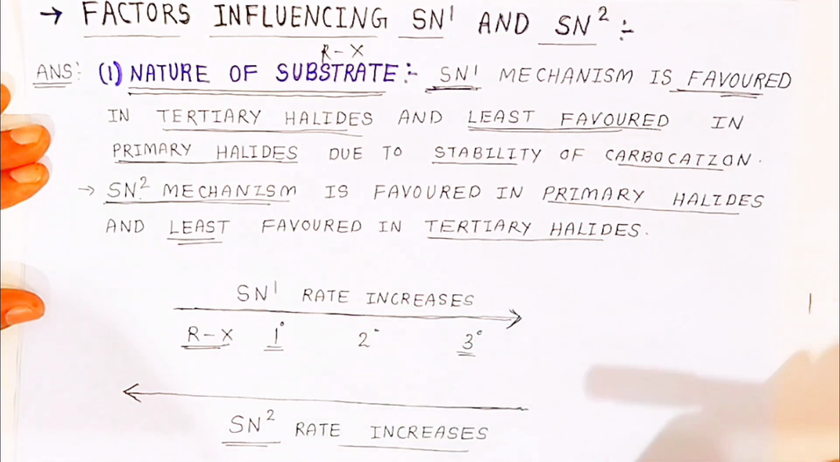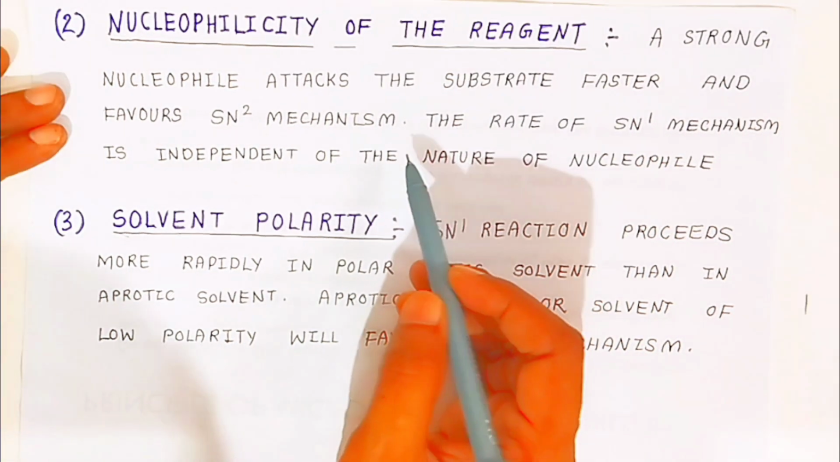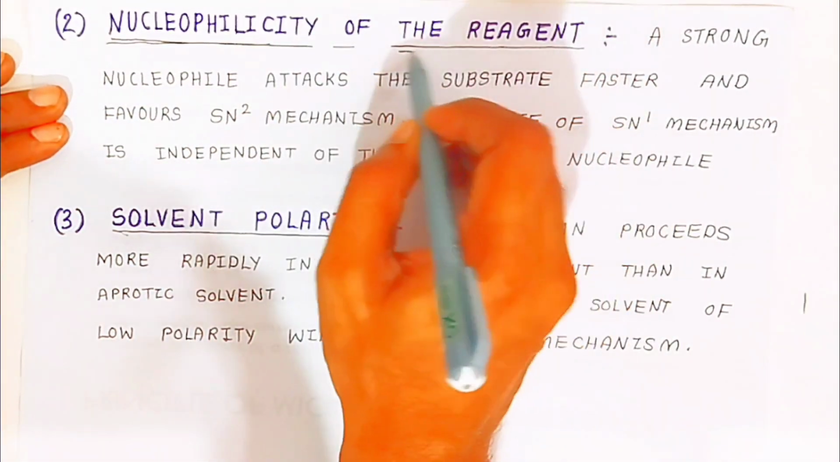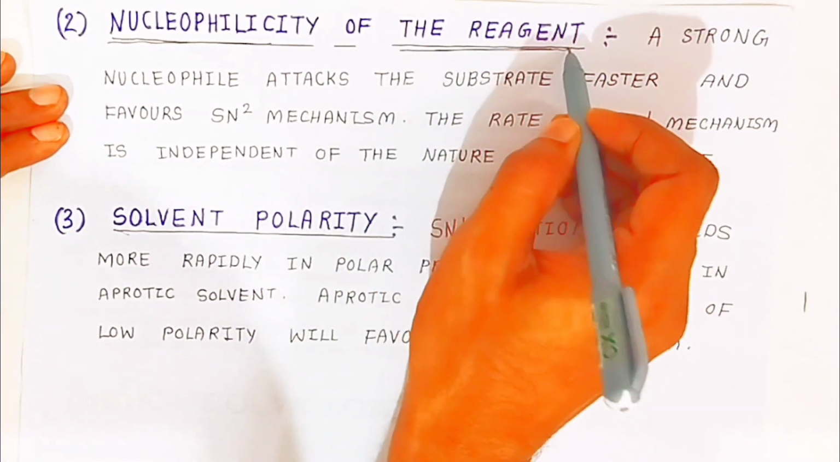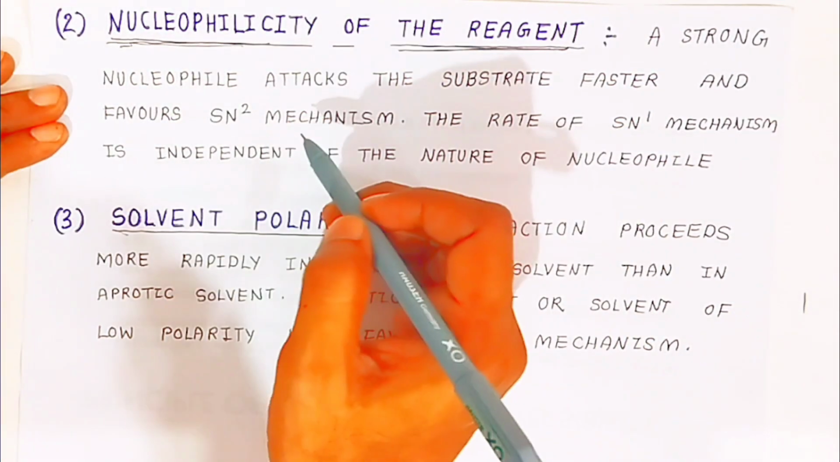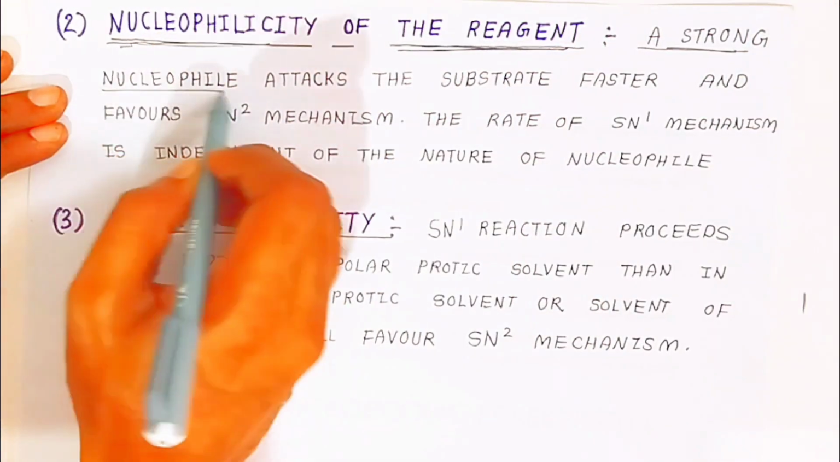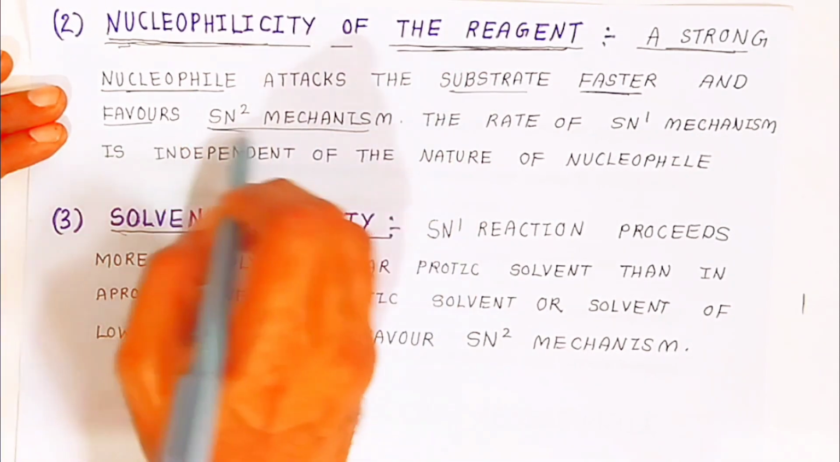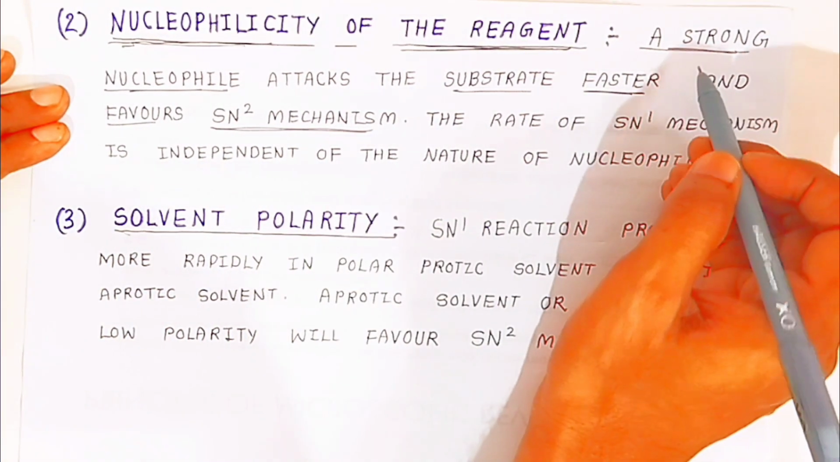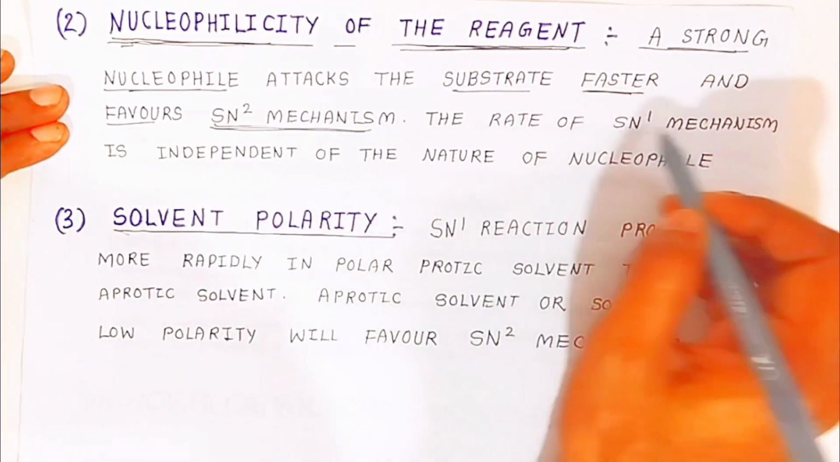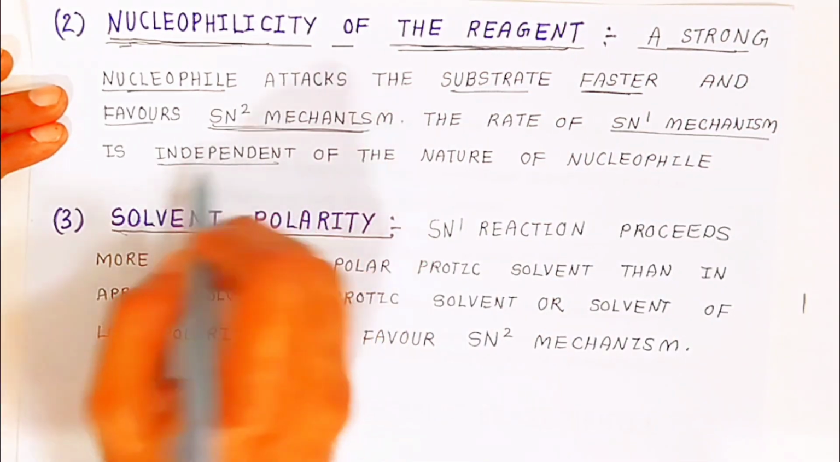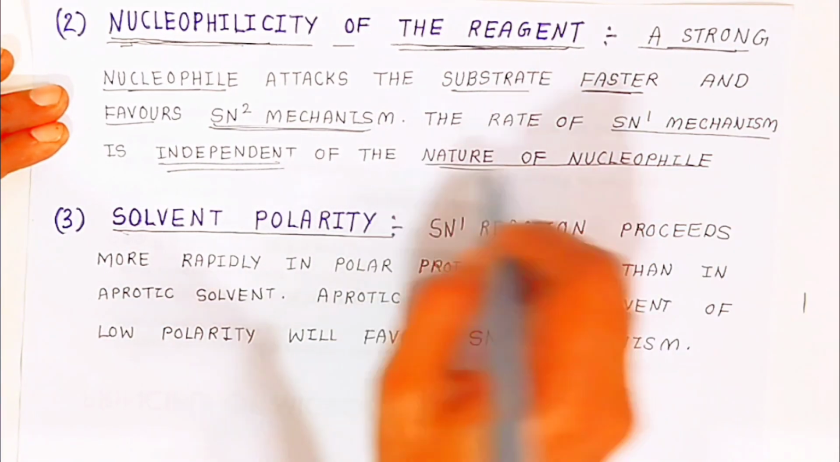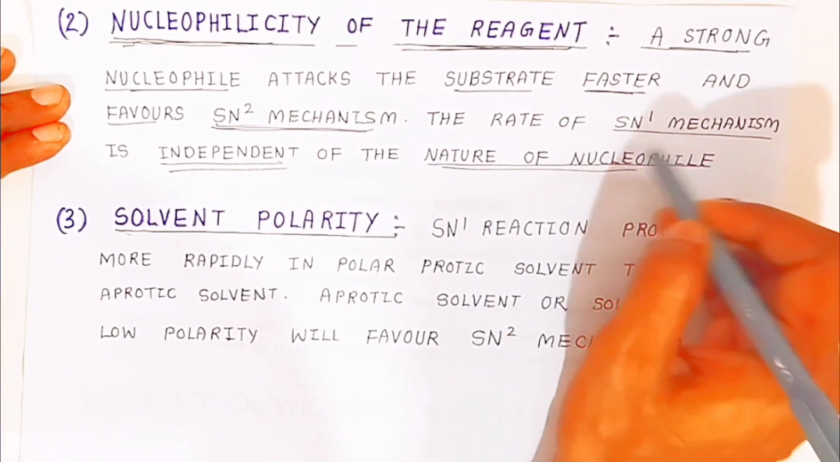This is a very important second factor, which is called the nucleophilicity of the reagent. The reagent which we are using is called the nucleophile. A strong nucleophile attacks the substrate faster and favors the SN2 mechanism. The rate of the SN1 mechanism is independent of the nature of the nucleophile, because in the SN1 mechanism the rate depends totally on the substrate.